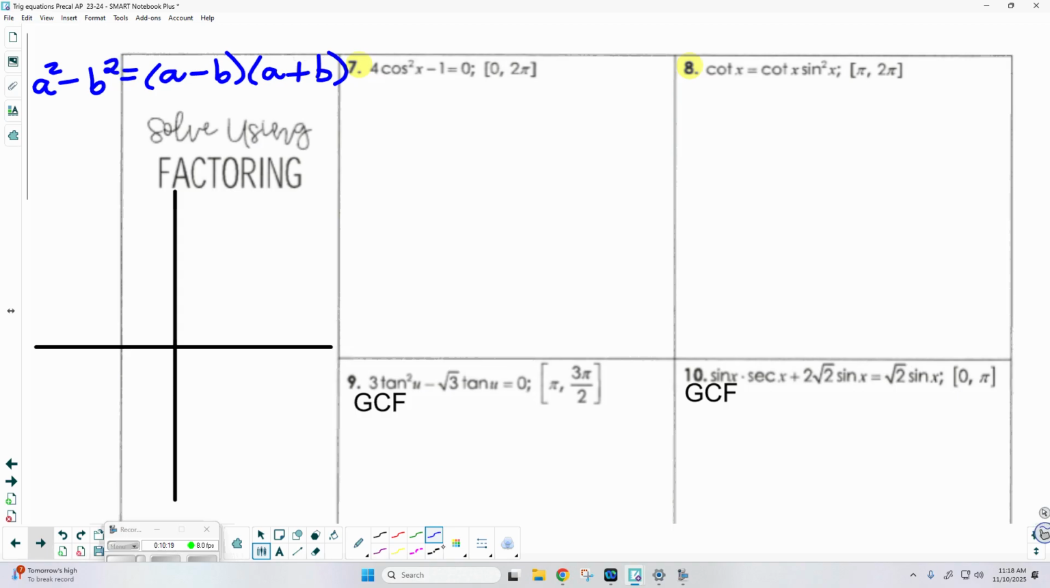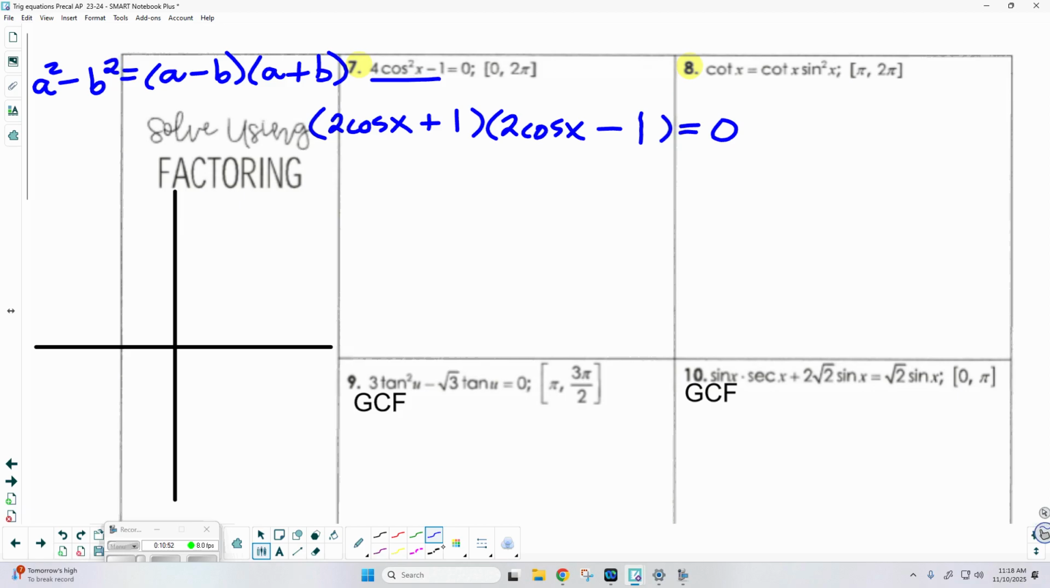So let's apply difference of squares to what I have here. I'm going to get my two groups ready. What's the square root of 4 cosine squared? 2 cosine. And what's the square root of 1? 1. So I've got a plus 1 and a minus 1. If I multiply those conjugates back together, it's going to give me the original difference of squares.